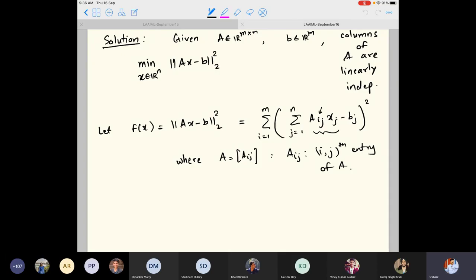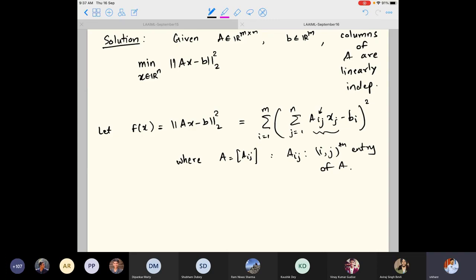No, sir, it should be bi, right? Yes, sir, it should be looking at bi. I am looking at the ith row, so it is bi, correct? So aij xj, I am looking at the ith row.